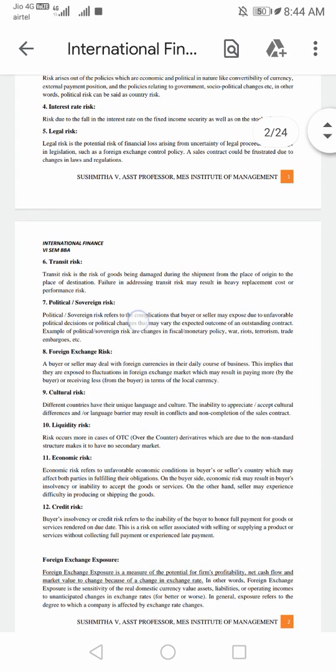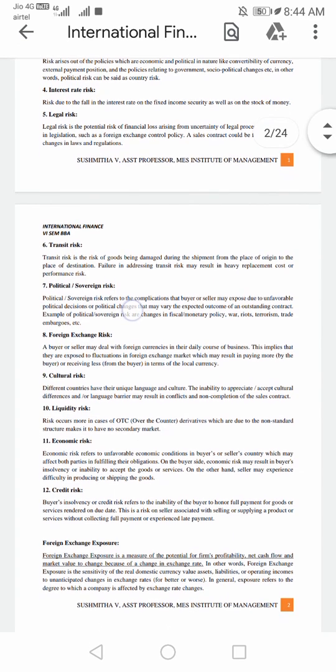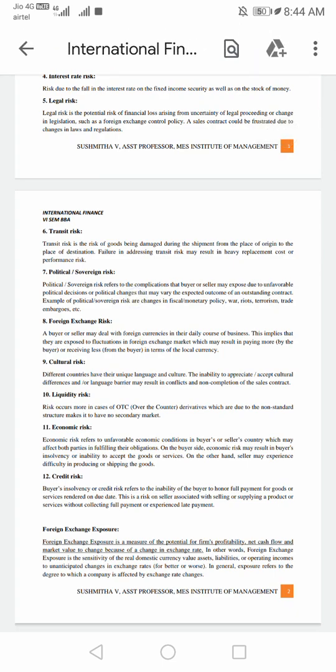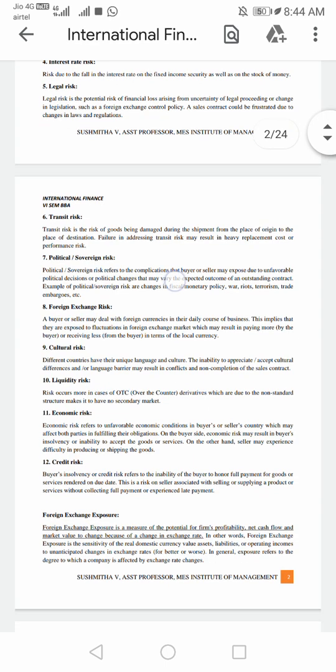Next, interest rate risk. So basically, interest rate risk is when we have fixed income securities like debentures or loans. If we have invested in such securities in any other country, and if they have interest rate variation, then we are going to face the risk in the name of returns. So that is called as interest rate risk.